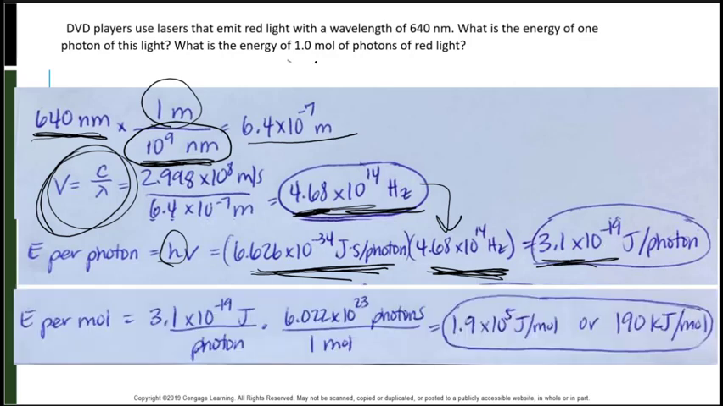The next step to get to 1 mole: I took that joules per photon, and there are 6.022 times 10 to the 23rd photons in 1 mole. So that would be 1.9 times 10 to the 5th joules per mole. We could also divide that by 1,000 and get kilojoules per mole.